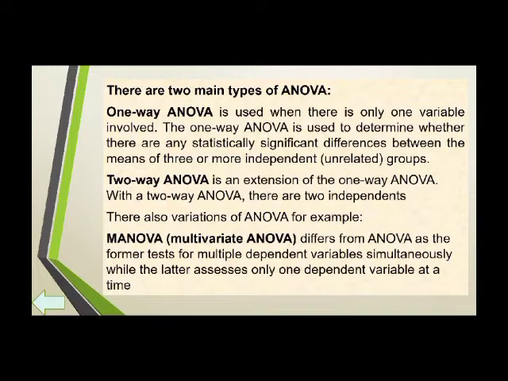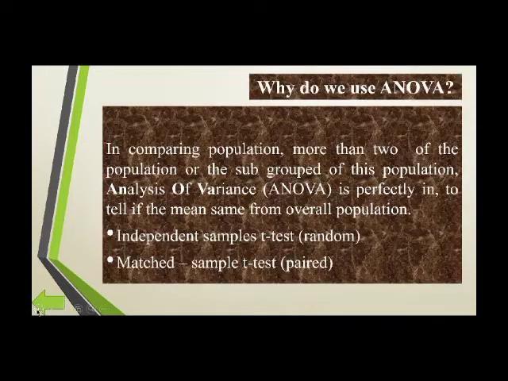Also, there are variations in form of ANOVA. For example, the MANOVA or multivariate ANOVA differs from ANOVA as the former tests for multiple dependent variables at a time. So that is the types of ANOVA.